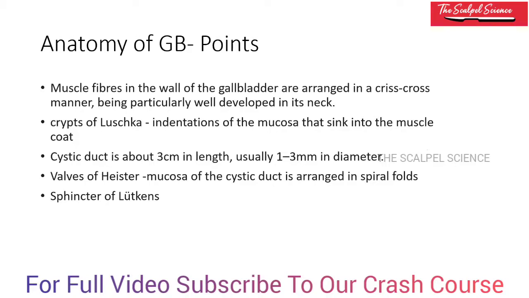The points for this, the one-liners: muscle fibers in the wall of the gallbladder are arranged in a crisscross manner and they are well developed at its neck. There is something called the crypts of Luschka, which are indentations of the mucosa that sink into the muscle coat. The cystic duct is around 3 centimeters in length, usually 1 to 3 mm in diameter.